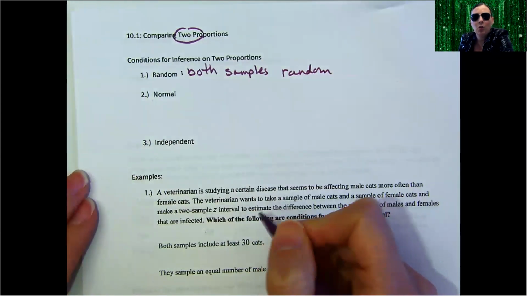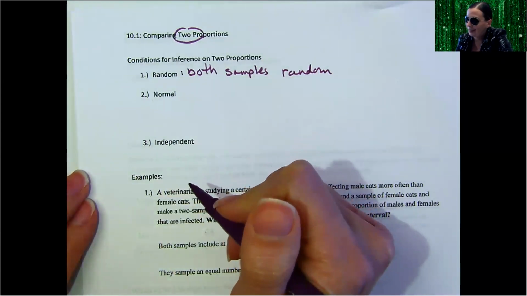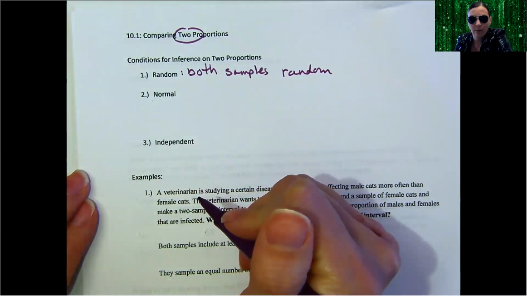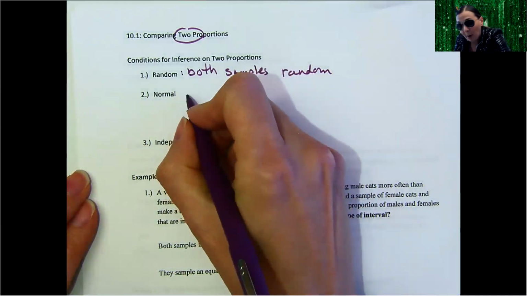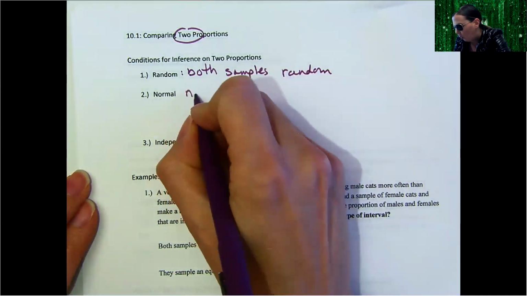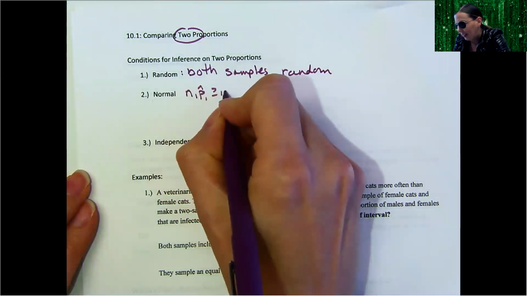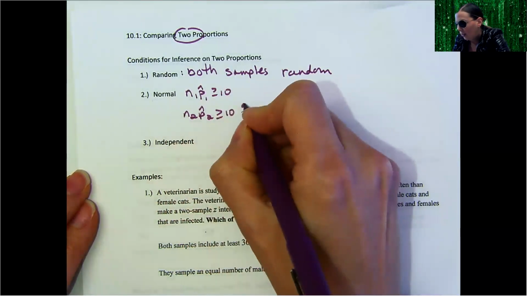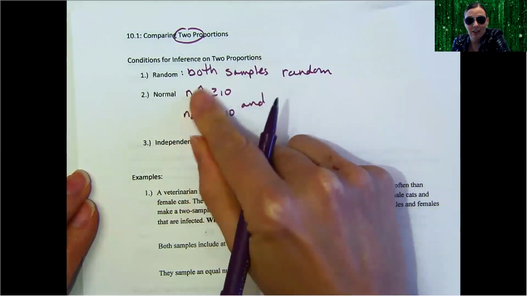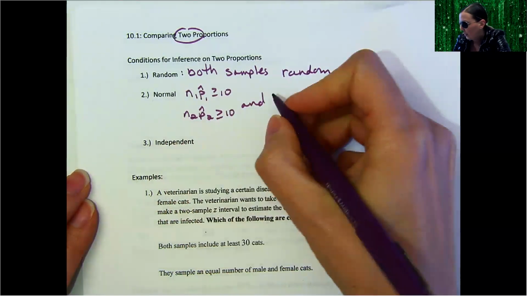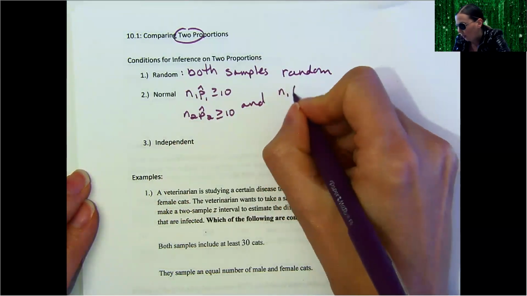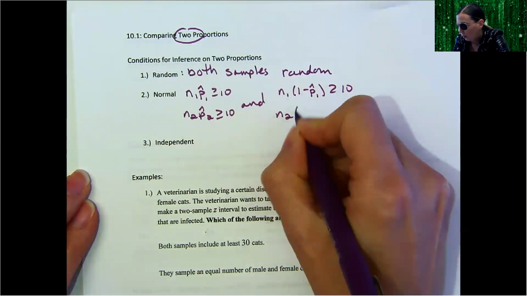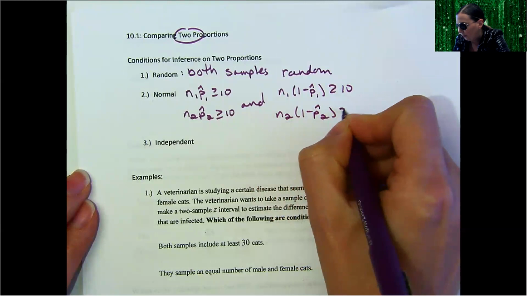All right. When it comes to normal, ring, ring, who is it? Oh, we know who it is. It's Jake from Stat Farm. We need to make sure that both of these pass. So n1 p-hat 1 has to be at least 10. n2 p-hat 2 has to be at least 10. And you have to check the flip side, right? So these are the successes. You have 10 successes. And then over here will be the failures. So n1 (1 minus p-hat 1) and n2 (1 minus p-hat 2).